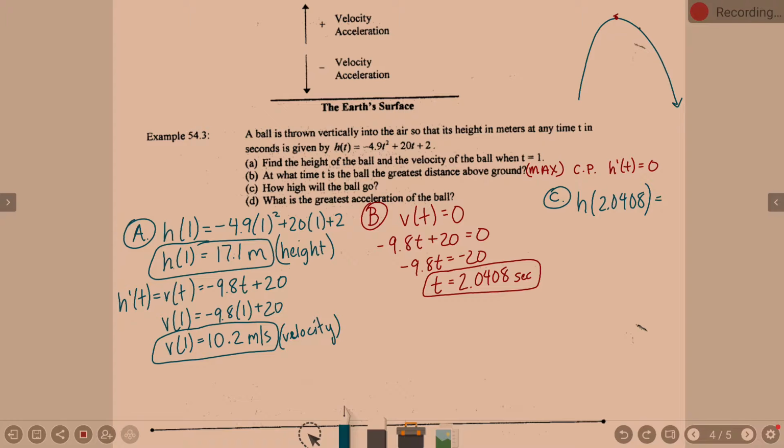So that is plugging in. I almost don't know if I really want to write this out, but oh well. Negative 4.9 times 2.0408 quantity squared plus 20 times 2.0408 plus 2. That's for your calculator to do, right? I have written down 22.4082. Or should I let you guys do that? Sorry, am I taking the fun out of it? By all means, feel free to check. And what kind of label are we going to have here? Meters per second, or meters? This is just a height, so it is just meters.